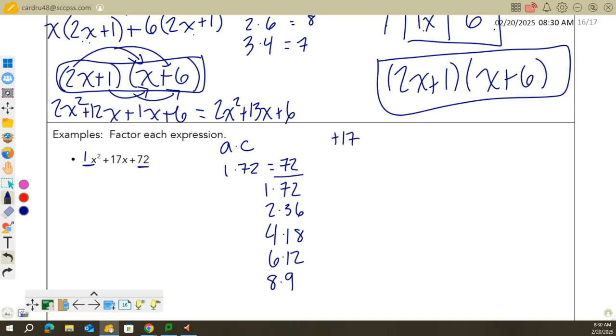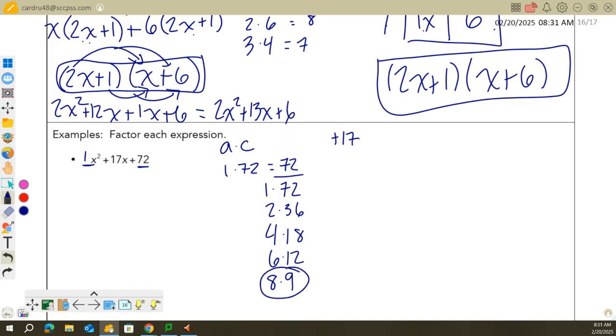So 1 plus 72, that's 73. 2 plus 36 is 38. 4 plus 18 is 22. 6 plus 12 is 18. 8 plus 9 is 17.